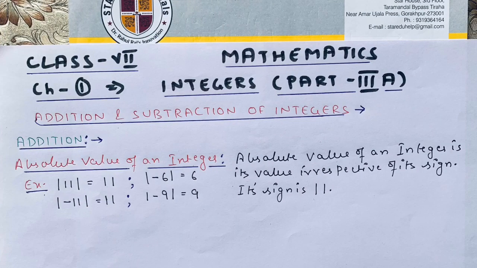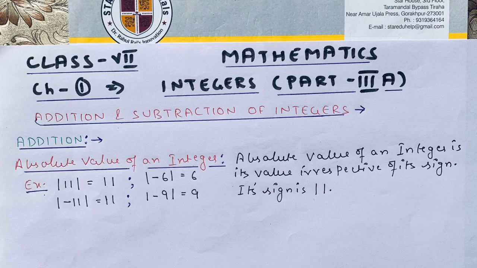Now, before coming to addition of integers, I want to make you understand what the absolute value of an integer is. Absolute value of an integer is its value irrespective of its sign. See the example, 11. The absolute value of 11 will be 11. Minus 11's absolute value will also be 11. You just have to omit the sign, and that will be the absolute value. In the same way, minus 6's absolute value is 6, and minus 9's absolute value is 9.